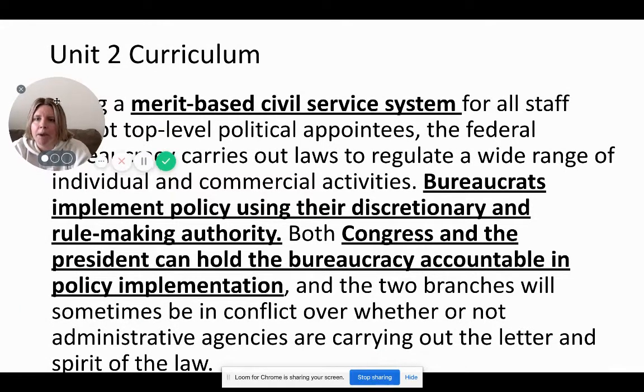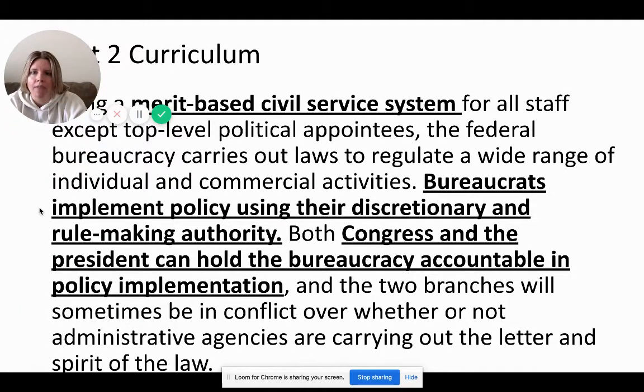Okay, using a merit-based system for all staff except for top-level political appointees, the federal bureaucracy carries out laws to regulate a wide range of individual and commercial activities. Bureaucrats implement policy using their discretionary and rulemaking authority. Both Congress and the president can hold the bureaucracy accountable in policy implementation. And the two branches will sometimes be in conflict over whether or not administrative agencies are carrying out the letter and spirit of the law.